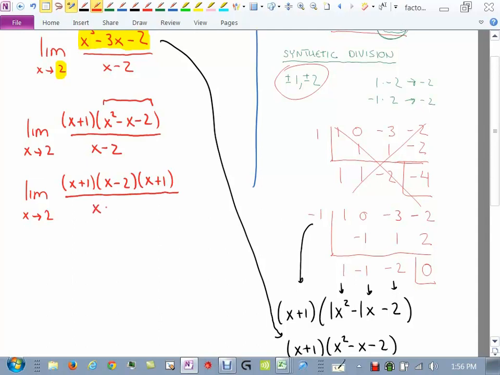And hopefully you see what happens here. We have a common factor, and those can cancel. So now what we're left with is just limit x approaches 2 of x plus 1 times x plus 1, which is x plus 1 squared. And now finally I'll let x approach 2. If x approaches 2, I get 2 plus 1 is 3. 3 squared is 9. So we get 9. Pretty interesting there, huh?